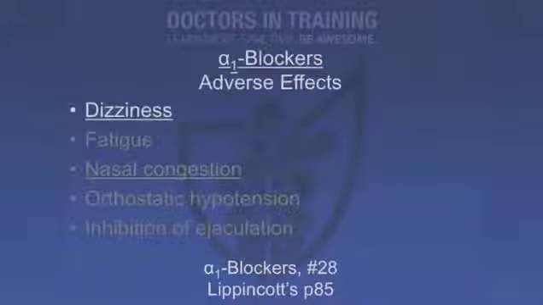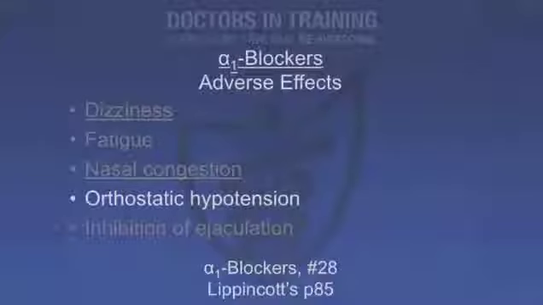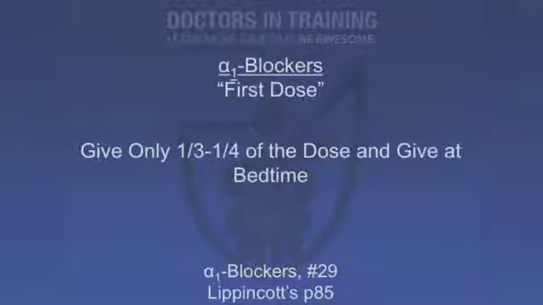Now there are some adverse effects: dizziness, fatigue, nasal congestion, which we mentioned before with our other alpha blockers. Now, there's an interesting first dose effect that can be seen with these medications, with orthostatic hypotension. So the very first dose of some of these alpha blockers will cause significant orthostatic hypotension. So one way to help counteract that is by giving either a third or even a quarter of the dose for the very first dose.